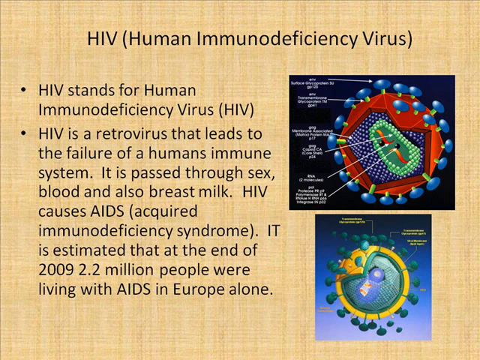HIV stands for human immunodeficiency virus. HIV is a retrovirus that leads to the failure of a human's immune system. It is passed through sex, blood, and also breast milk. HIV causes AIDS, which is acquired immunodeficiency syndrome. There is no known cure for HIV, mainly because of its high mutation rate.